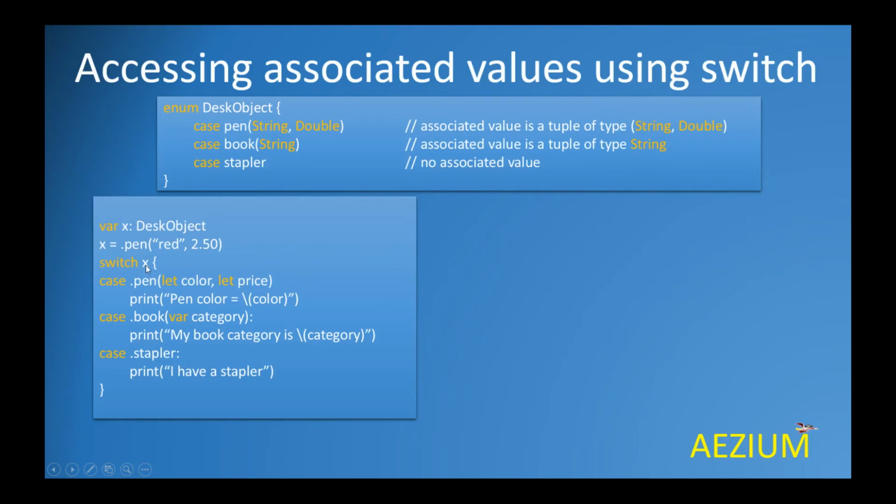We use the keyword switch followed by the name of our parameter. Then we list all the possible cases: pen, book, stapler. Then within the parentheses here, we are mentioning two different parameter names. These are going to be temporary parameters which are only used within the body of this case.